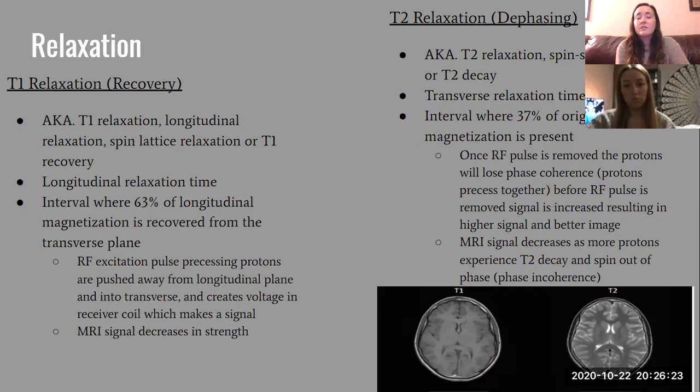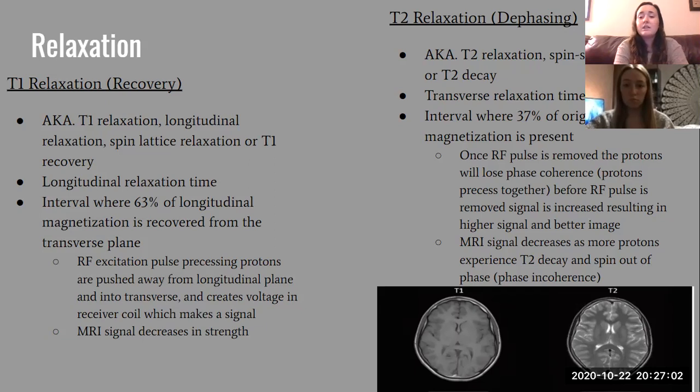The other one is T2 relaxation, also known as dephasing. It has other names such as spin-spin relaxation or T2 decay. This transverse relaxation time is the interval where 37% of the original transverse magnetization is present. Once the RF pulse is removed, the protons will lose phase coherence, meaning the protons no longer precess together as they did before the RF pulse was removed.